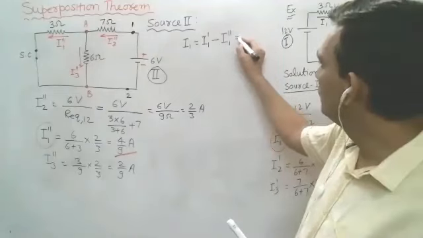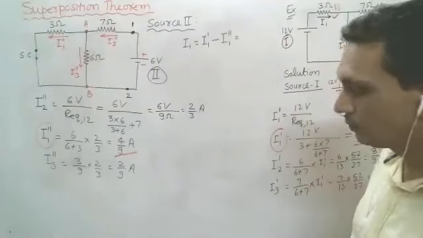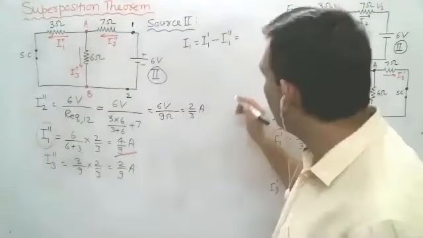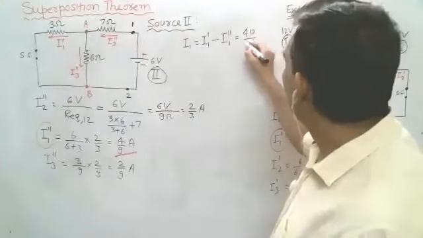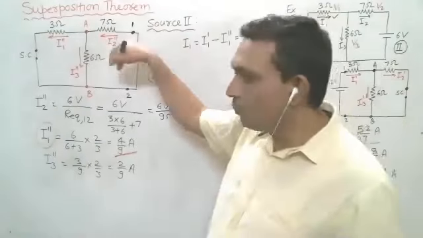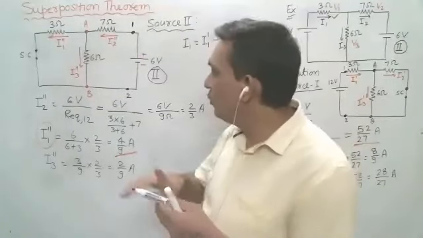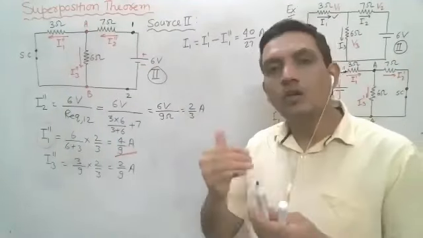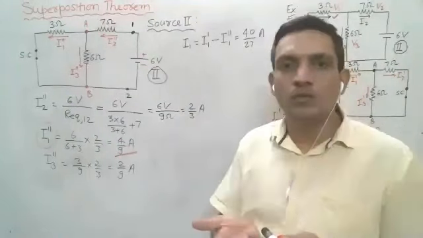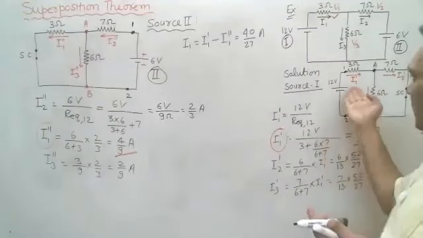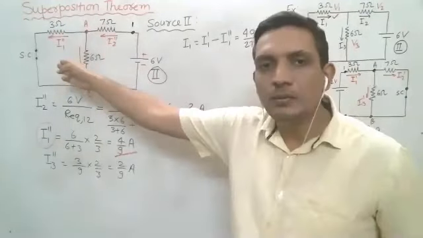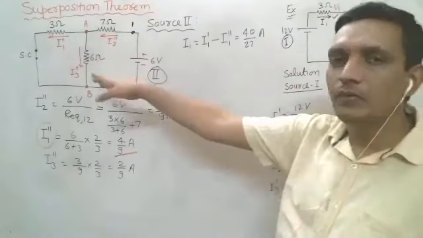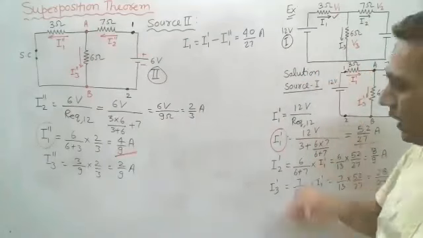What will be this value? Calculate. 40 by 27 ampere. Take care. Is it clear? Even in superposition, you can decide the direction. You have more than one source and you don't know the actual direction, but when you solve for an individual source, then you can decide what will be the actual direction. For example, in this case, I1 dash is greater than I1 double dash, so the actual current is I1 dash minus I1 double dash, in the direction of I1 dash.